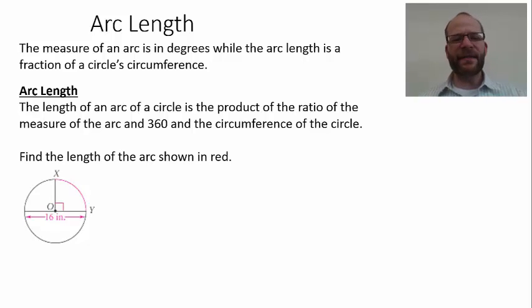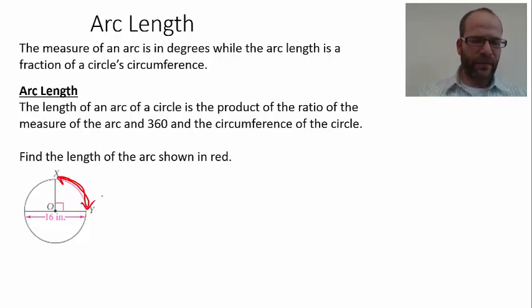To find the length of the arc shown in red, we want to know the actual distance around the arc from X to Y. That's what we want to be able to figure out. The first thing we need to know is, what is the measure of the arc? Well, the measure of an arc is always equal to the measure of its related central angle. So in this case, we have arc XY, and therefore we need to look at angle XOY. You see that's a 90-degree angle, and so we know that the measure of this arc is 90 degrees.